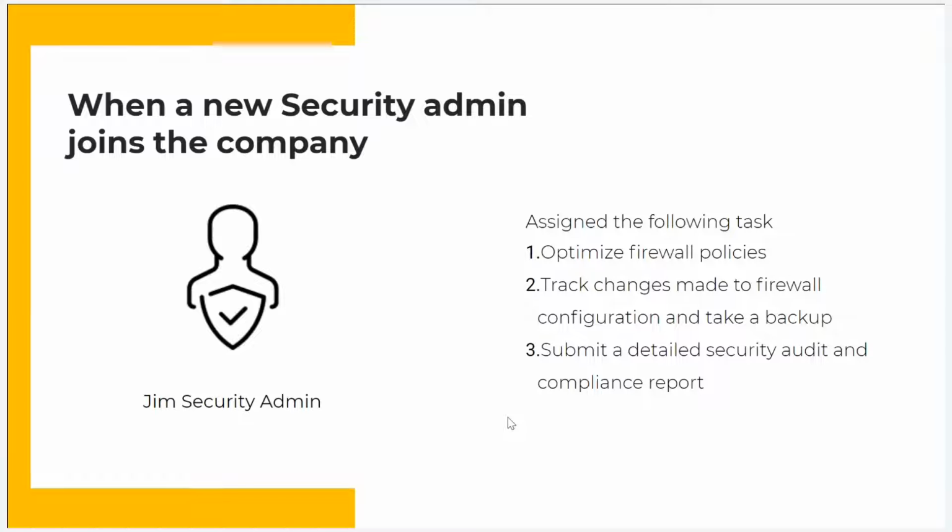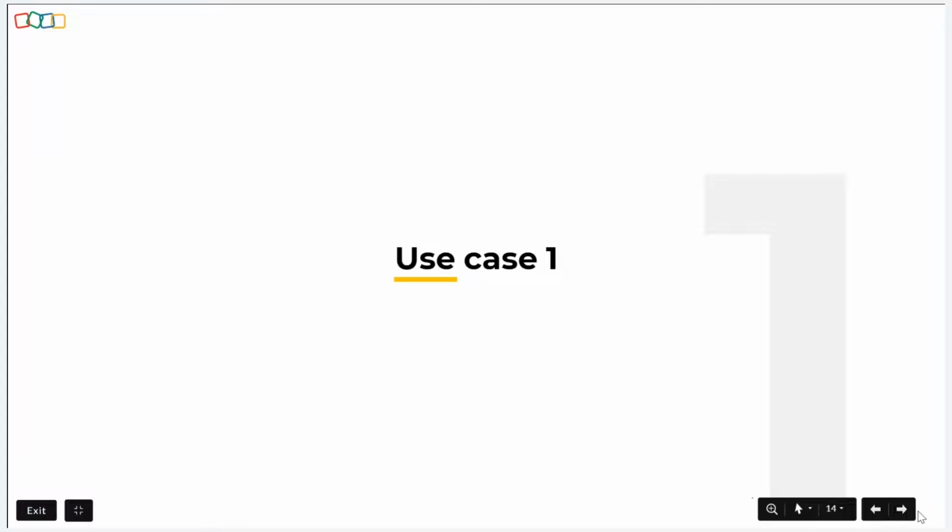Let's assume that we have a new security admin, Jim, who is working for a company, and there have been a lot of network security issues reported in that company. And as a preliminary task, the company has asked Jim to do the following. They want him to optimize his firewall's policies or rules, and they want him to monitor the changes that are made to the firewall's configuration, and also to schedule periodic configuration backups. And finally, they want him to submit a detailed compliance and security audit report. So let's see what are the challenges that Jim faces in achieving each of the use cases. So let's move on to use case 1.